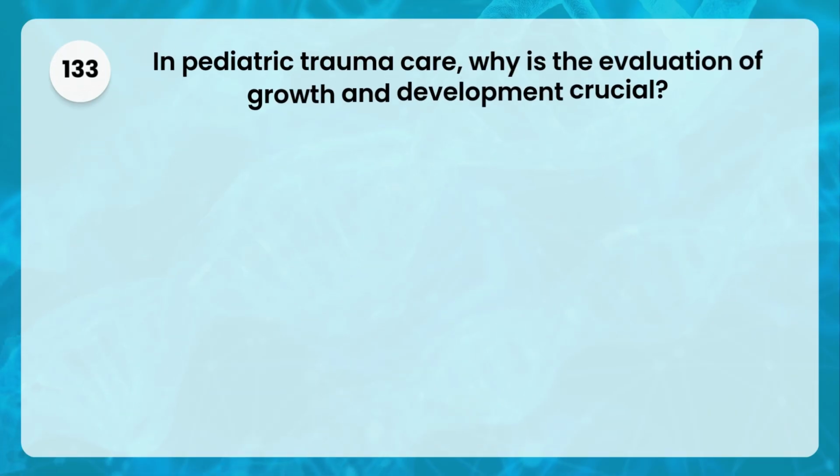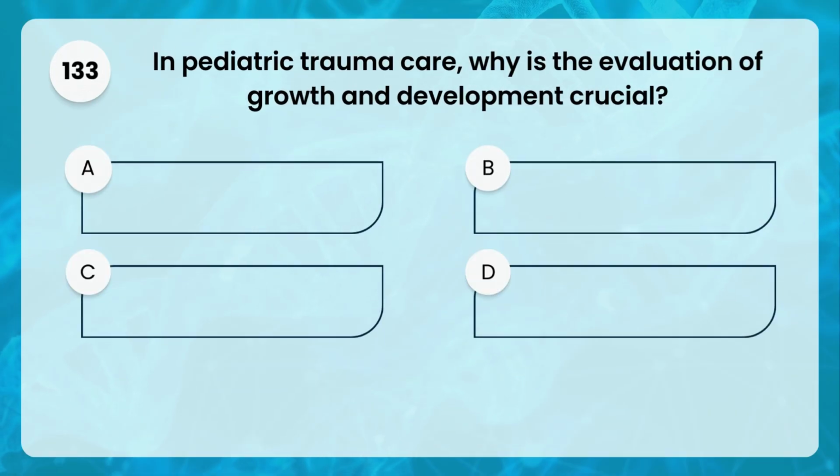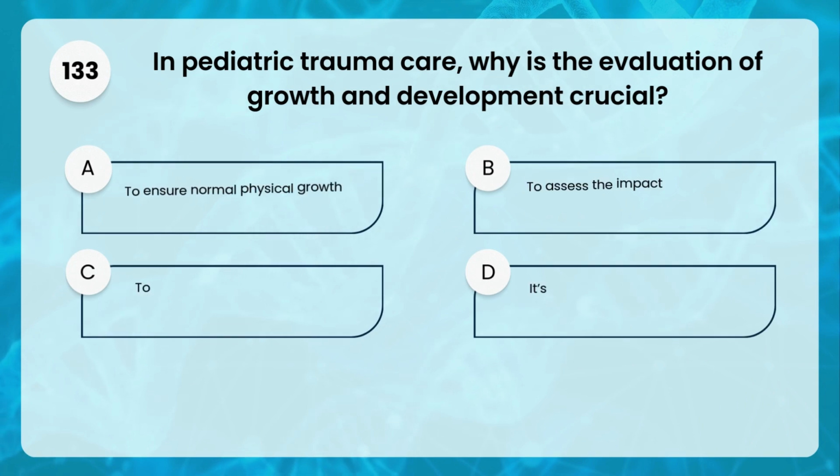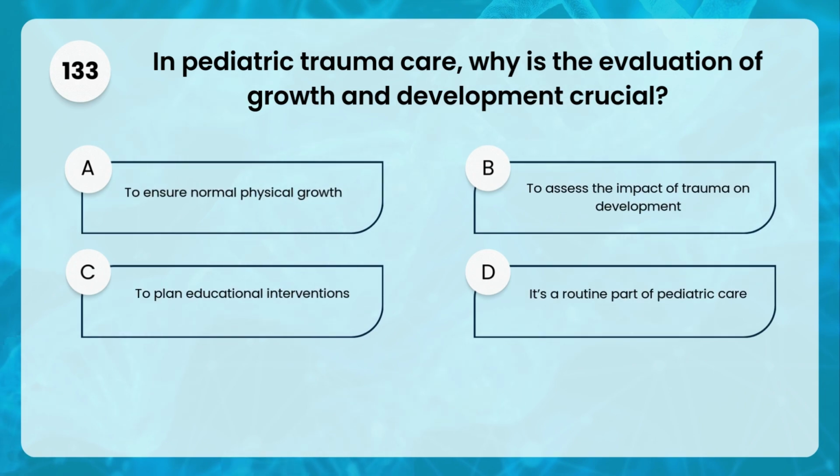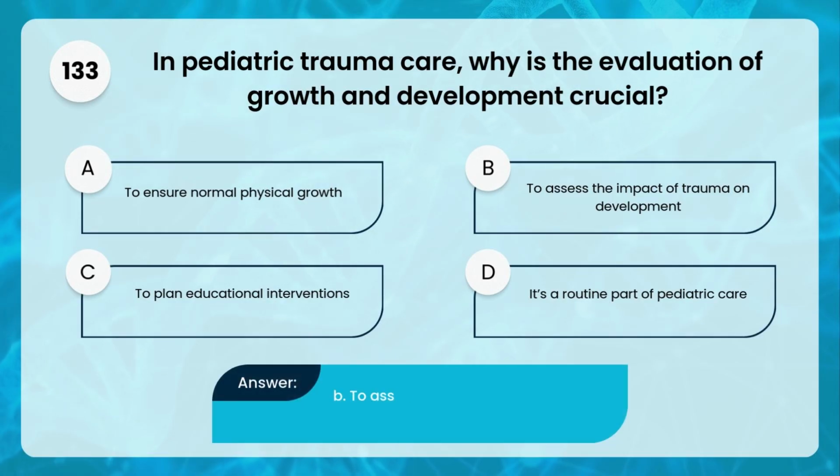133. In pediatric trauma care, why is the evaluation of growth and development crucial? A. To ensure normal physical growth. B. To assess the impact of trauma on development. C. To plan educational interventions. And D. It's a routine part of pediatric care. The answer is B. To assess the impact of trauma on development.